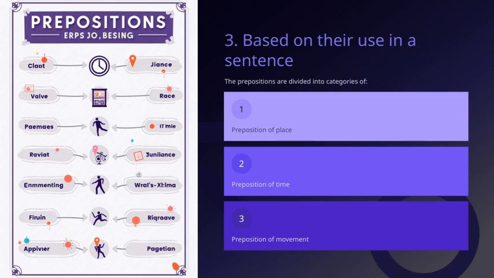And then there are prepositions of movement. These are used to indicate movement from one place to another, like to, through, or across. They help us describe the direction or path of an action. Understanding these categories is key because it helps us use prepositions correctly within different contexts, making our communication clearer and more precise. This classification connects to the overall theme of mastering sentence structure, because choosing the right preposition enhances both the clarity and the effectiveness of our language.